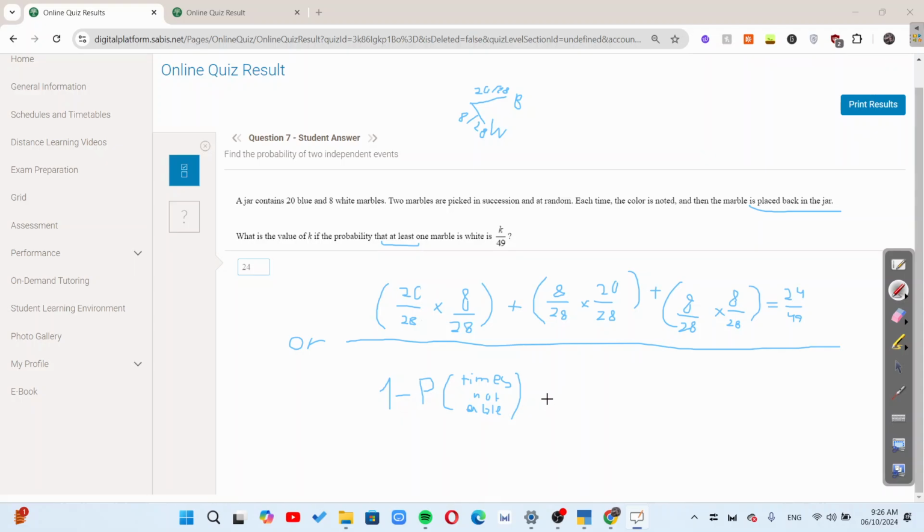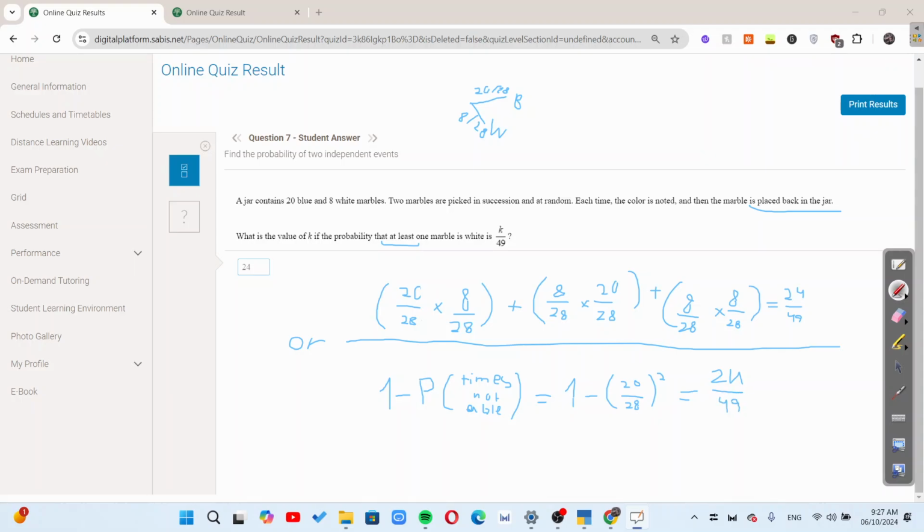So 1 minus the probability of the times you're not able to get white. The only case where you couldn't have gotten white is blue, right? There's literally only one case where you couldn't have gotten white, because in every other case you would have gotten a white. So we calculate the probability of getting blue twice, which is 20 over 28 for one blue, and since it's two blues, you're squaring it because your probabilities don't change. When you put this into your calculator, you also get 24 over 49.